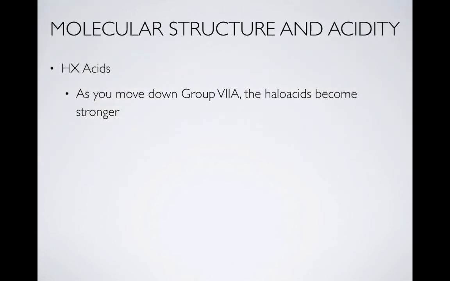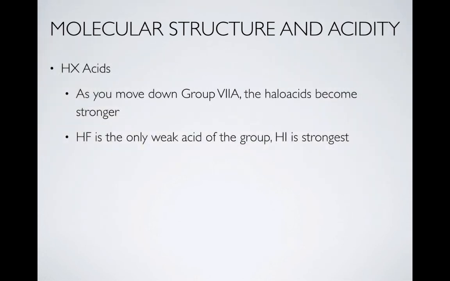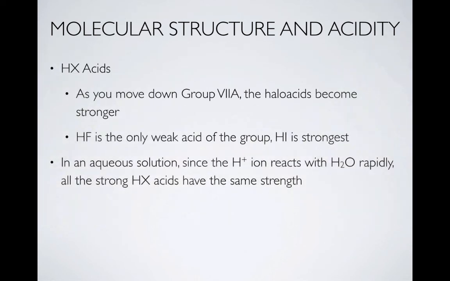If we look at the trends in acidity, what we see is that as we move down group 7, the halo acid becomes stronger. And if we look at the different strengths, HF is the only weak acid of the group. HCl, HBr, HI are all considered to be strong acids, and of those, HI is the strongest acid if we're in a solvent other than water. If any of those are in water, they're all the same strength. They're considered to be strong acids, and again, HF there is considered to be a weak acid.